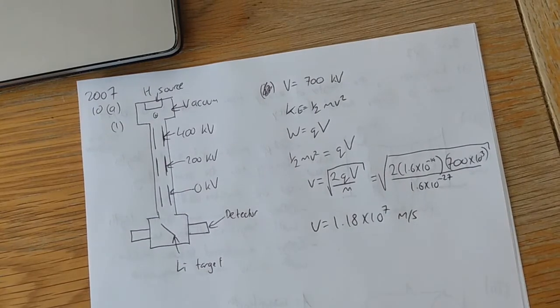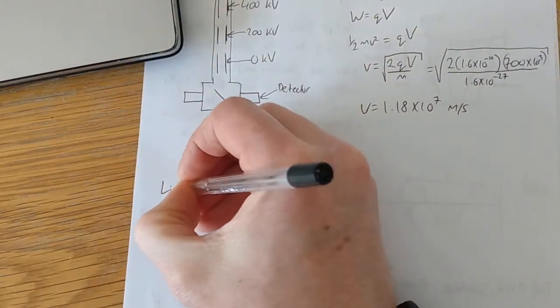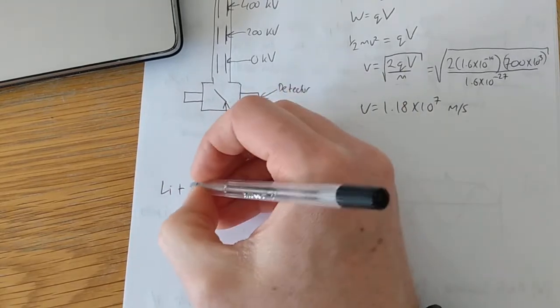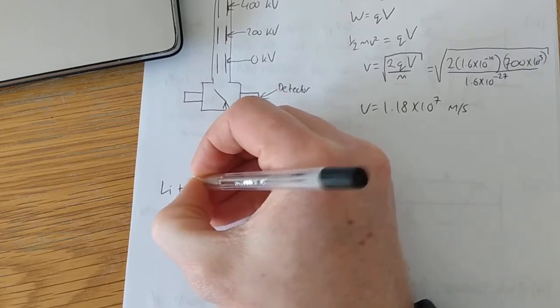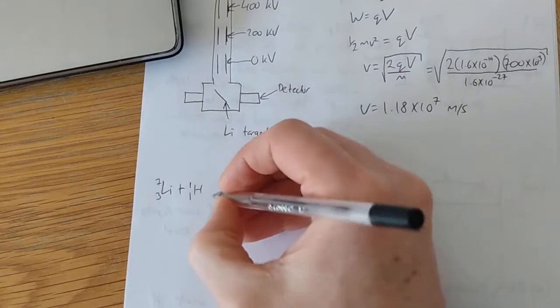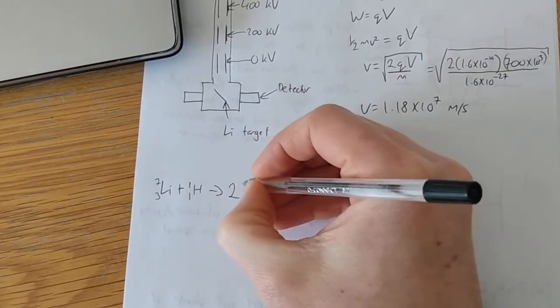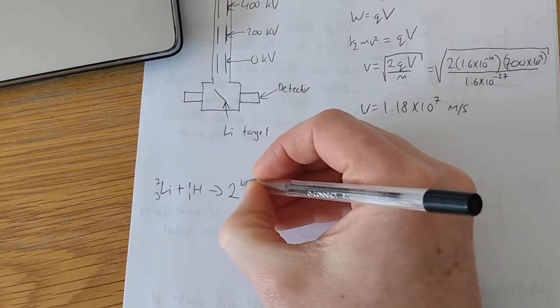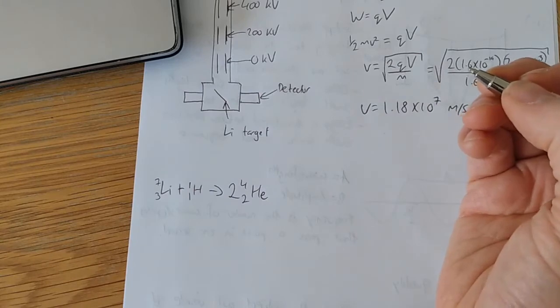Write a nuclear equation to represent the disintegration of the lithium nucleus when bombarded with a proton. Okay, so I've got my lithium nucleus, and I'm adding a hydrogen nucleus, it's a proton. What's lithium? 3 and 7. So we are going to get 2 heliums out, two lots of 4-2. That's it.